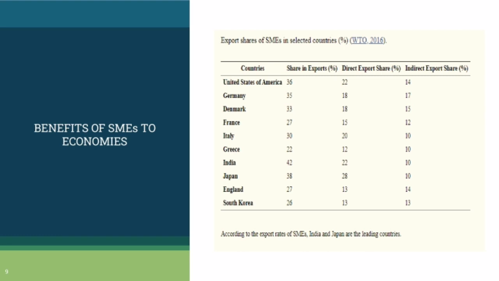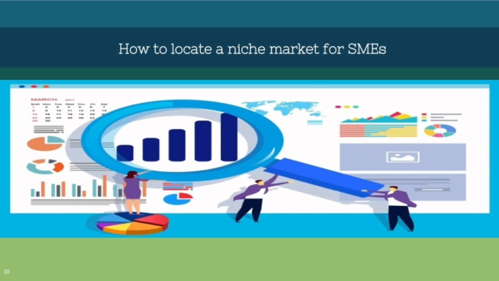So USA, Germany, Denmark, all these countries are advanced, developed countries, and they are playing an important role in improving the economy of the country. So now let's move on to how to locate a niche market for SMEs.